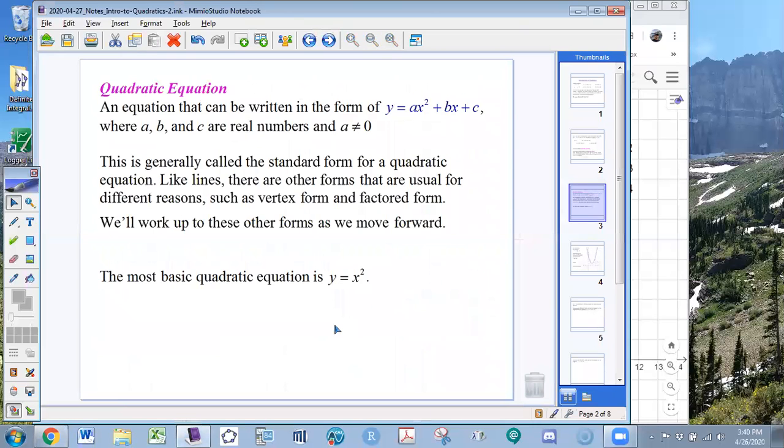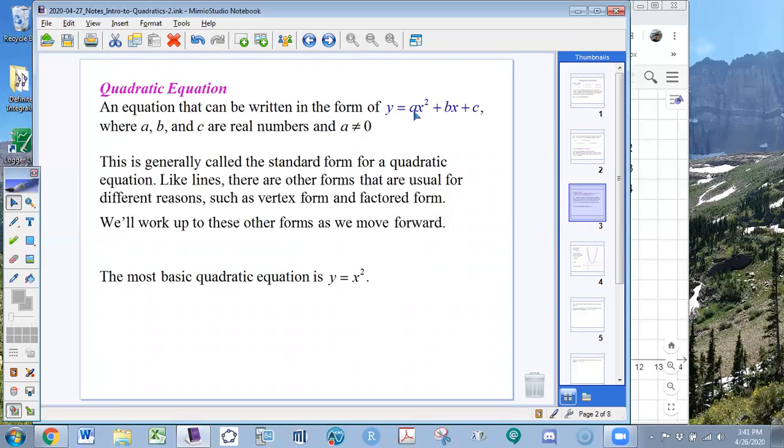So being a little more technical here, a quadratic equation is any equation that can be written in the form of y equals ax squared plus bx plus c. So a, b, and c here are some numbers that we just don't know currently. They're like the m and the b in the slope-intercept form, but we call them a, b, and c typically. And a very important thing here is that a cannot equal 0.